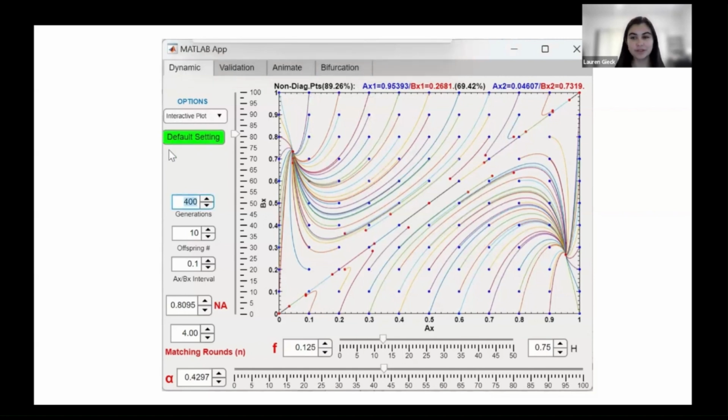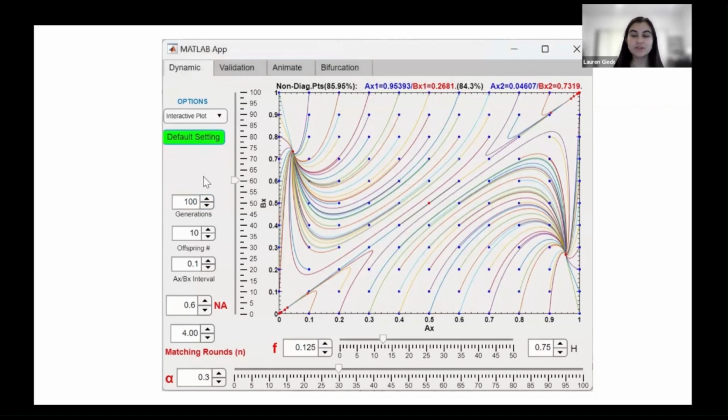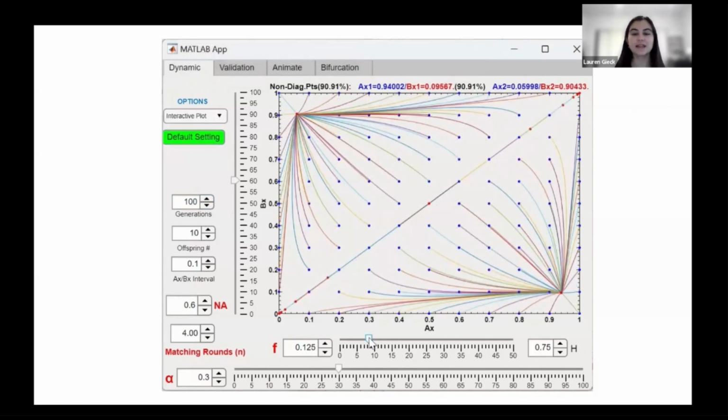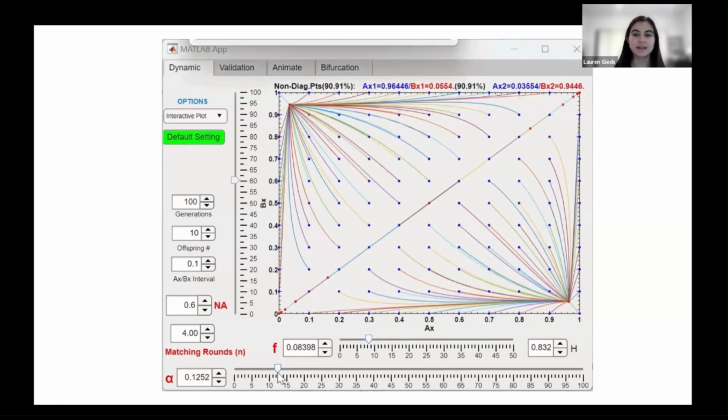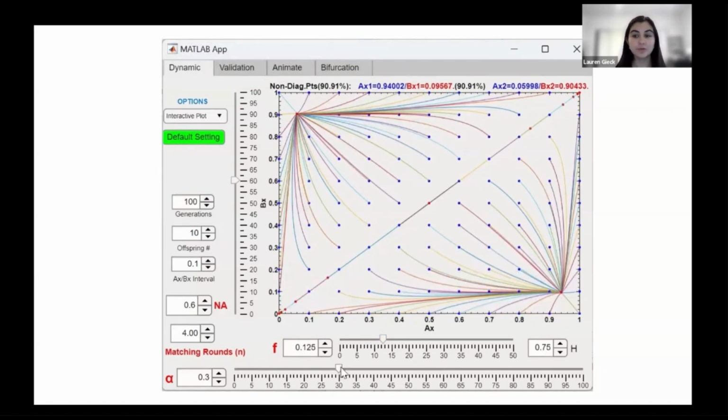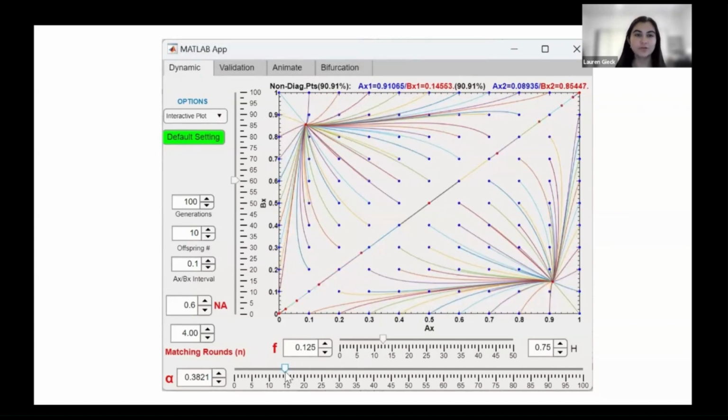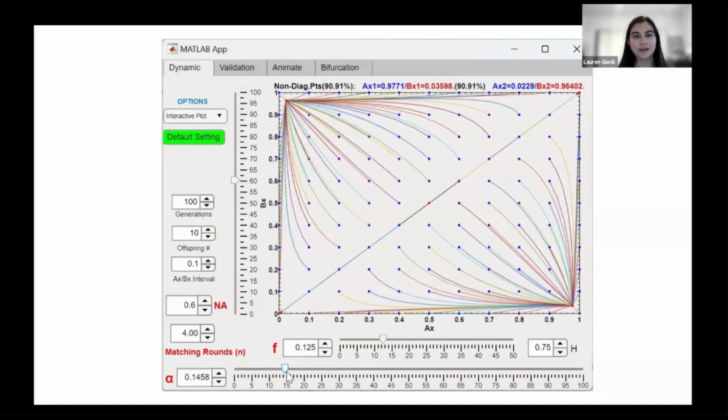So as we change the parameters here, we can see how the phase portrait changes. The blue dots are the initial starting populations, and here after 100 generations, you can see how the population ratios of AX and BX converge to a fixed point polymorphism shown by the red dot. So as they move closer to the bottom right hand and top left corner of the graph.